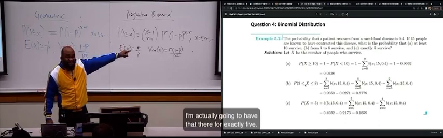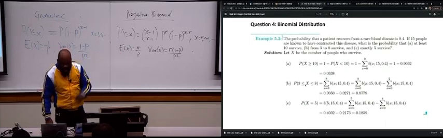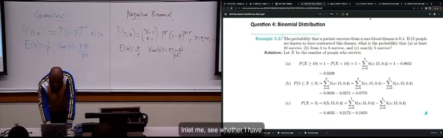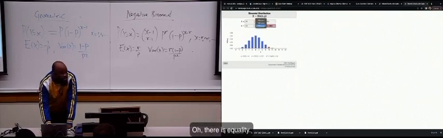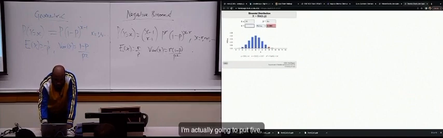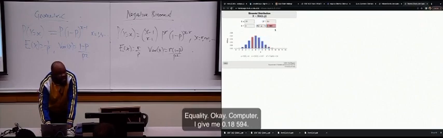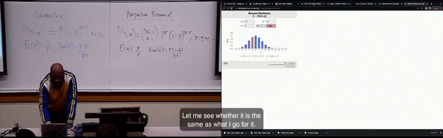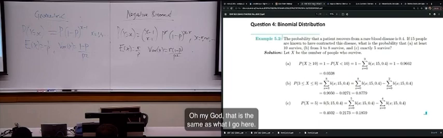Therefore, exactly 5. Let me see in the online calculator whether I have equality. Oh, there is equality. So what I'm going to do here, exactly 5, I'm actually going to put 5. Then I'm going to come right here, equality. Okay, computer, give me 0.18594. Let me see whether it is the same as what I got. Oh my God, that is the same as what I got here.